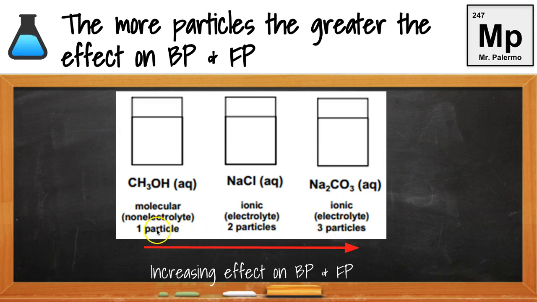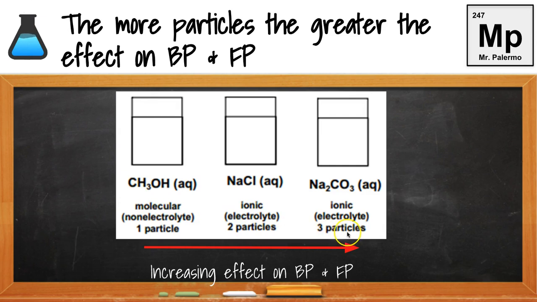And so we see as we get more particles, we have a greater effect on our freezing point and our boiling point. So boiling point elevation is going to go up and freezing point is going to go down as we increase the number of particles that we get. And so ionic substances are much better at affecting the freezing point and boiling point than covalent substances.